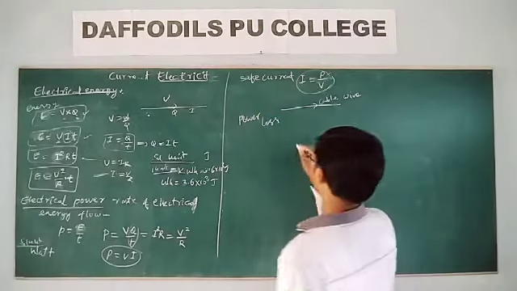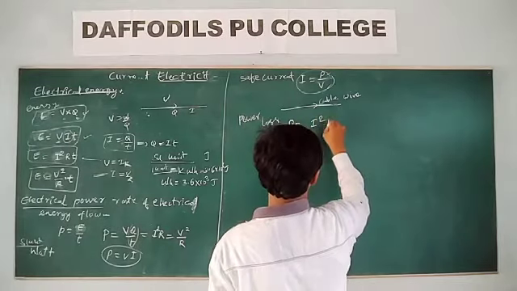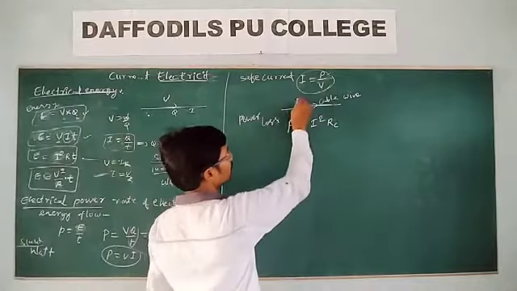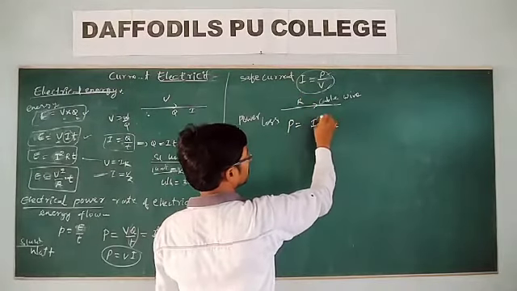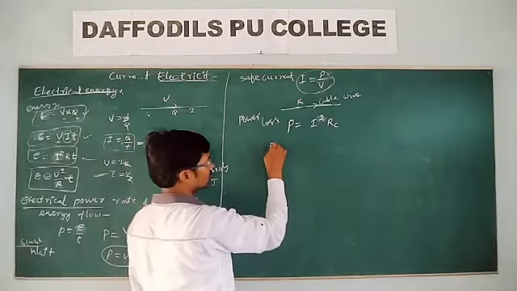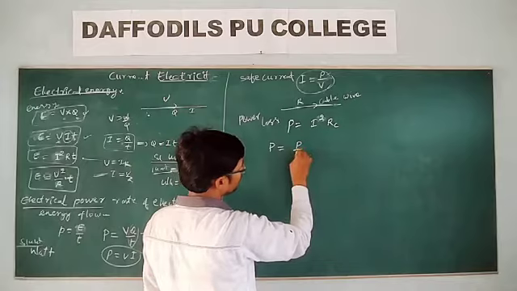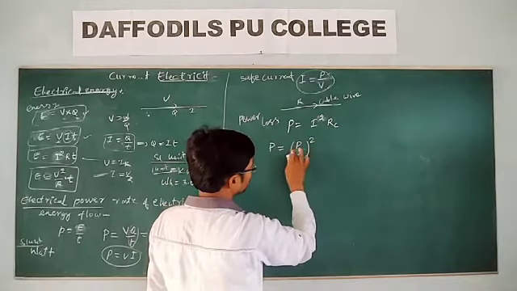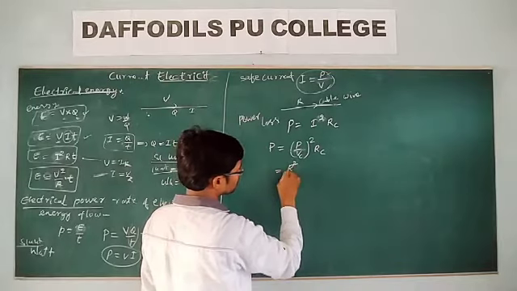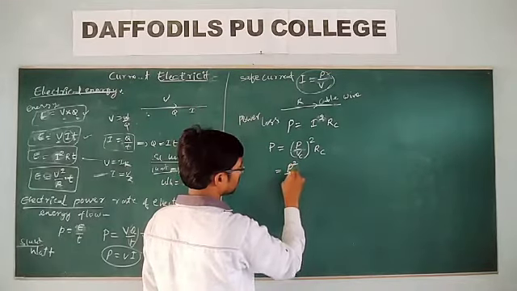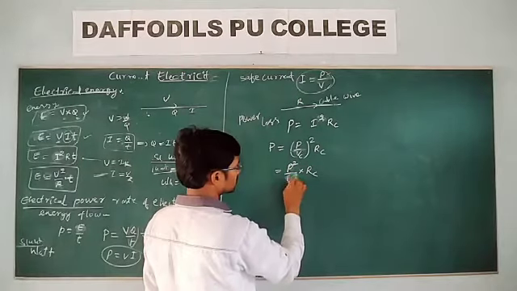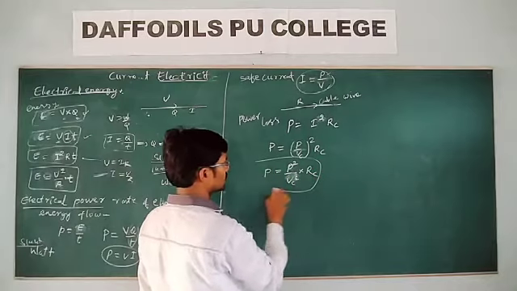Power loss to a wire. P is equal to I squared into R_C. R_C is nothing but the resistance of the cable wire. And I is nothing but the current. Then I is equal to P by V, whole squared, which is into R_C. That is equal to P squared by V squared into R_C.